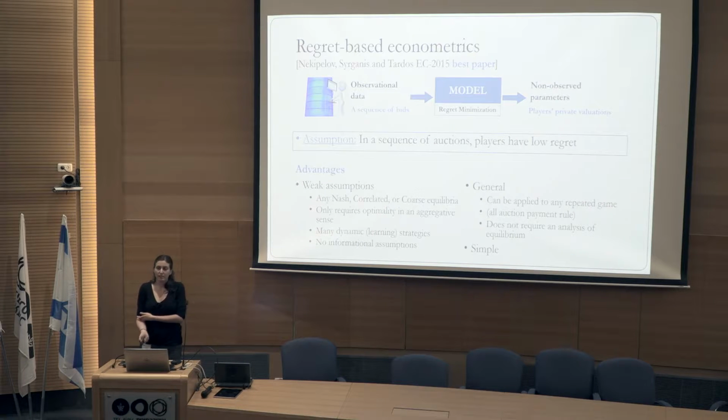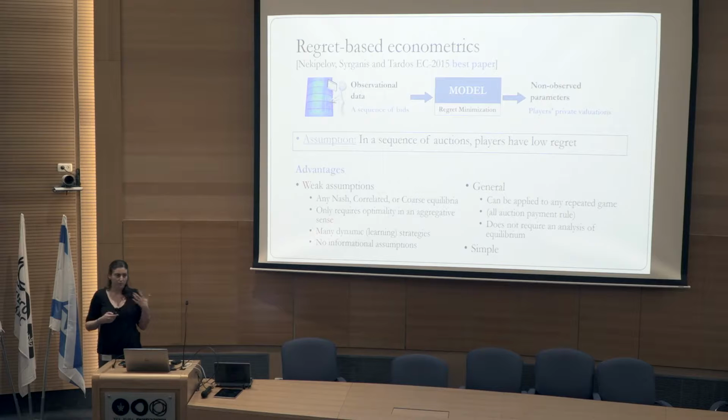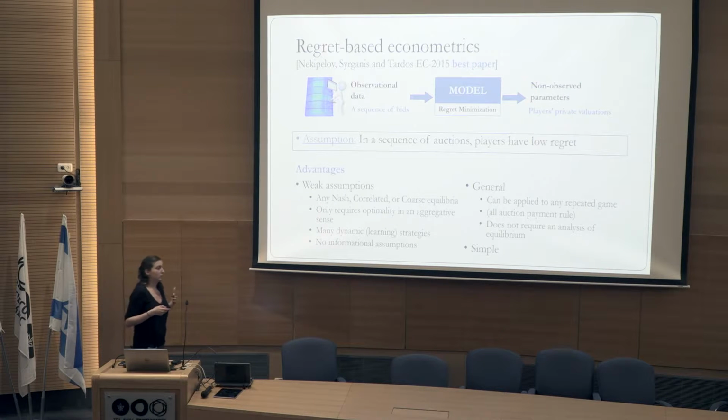And this method has significant advantages over methods that rely on the standard equilibrium assumption. Like we said, it makes weaker assumptions, allowing for Nash and much more general than Nash. And players can use dynamic strategies, which may be more natural for repeated settings than the stable state of equilibrium. And it also measures the success for the players only in an aggregative sense, only on average over a sequence of auctions. So this may be more suitable for players who do not optimize perfectly in every stage.